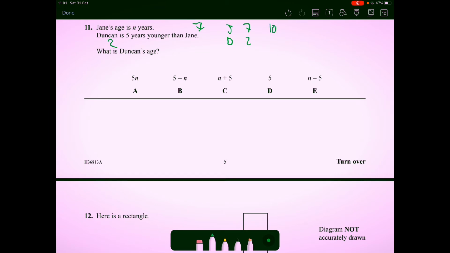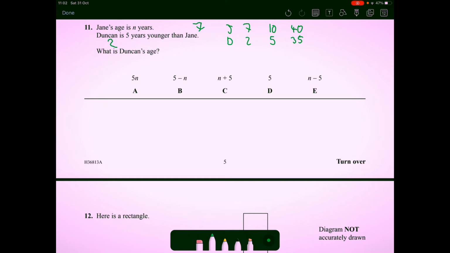When she is 10, Duncan is 5 years younger than Jane, so it would be 5. When Jane is 40, Duncan would be 35. Okay, so there's just some little examples. What is Duncan's age? So we need to find an expression that connects these two things together.